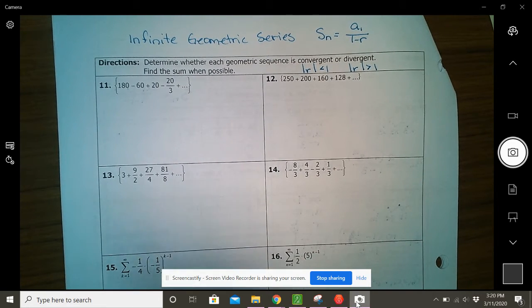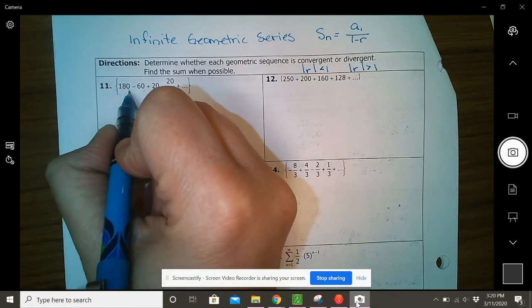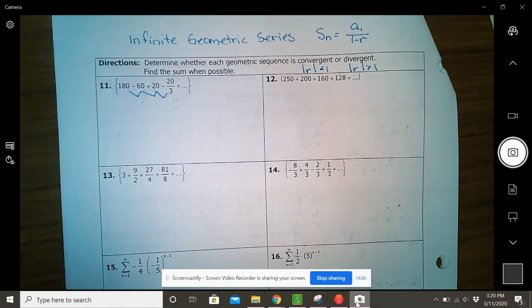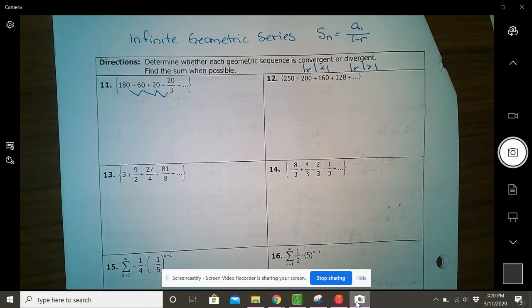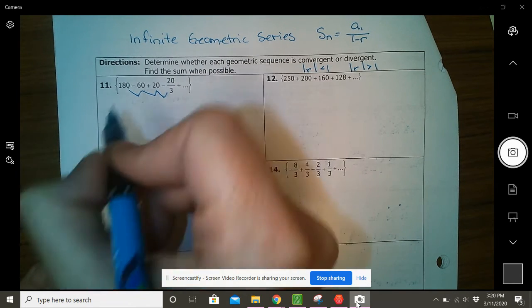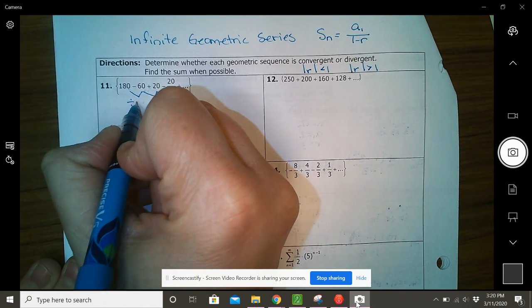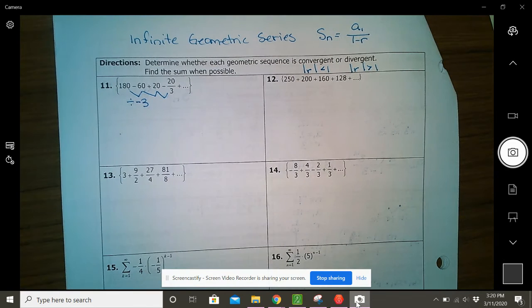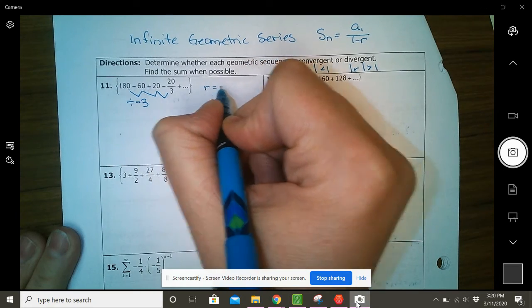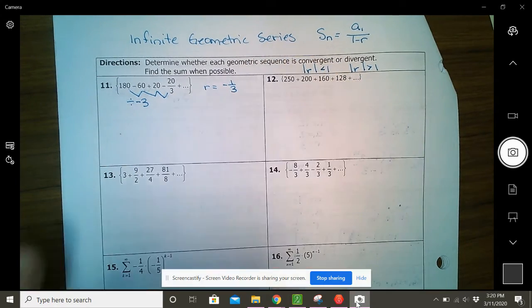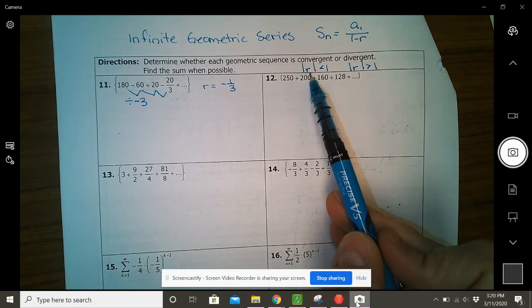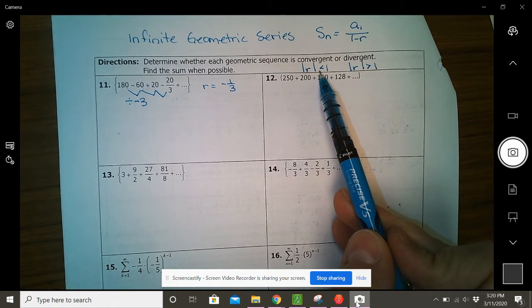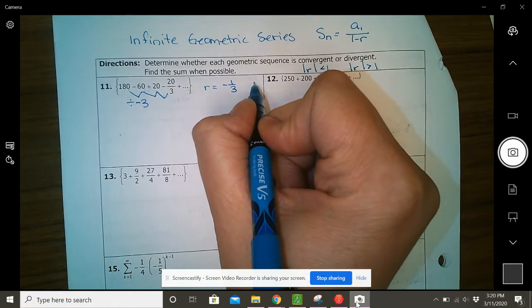So when you're looking at your series over here, think about how do you get from one term to the next. So to get from 180 down to negative 60, or from negative 60 to 20, I'm going to be dividing by negative 3. Dividing by the negative is how it changes the sign back and forth. So that makes my common ratio negative 1/3. So if negative 1/3 is the common ratio, that's less than 1, which makes this a convergent series.